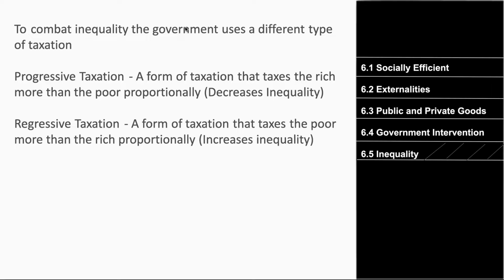To combat inequality, the government uses different types of taxation. So there's two different types of taxation. A regressive type of taxation is a form of taxation that taxes the poor more than the rich proportionally, and it increases inequality. Think, for example, sales tax or property tax. These are regressive taxation because they tax the poor more proportionally than the rich.